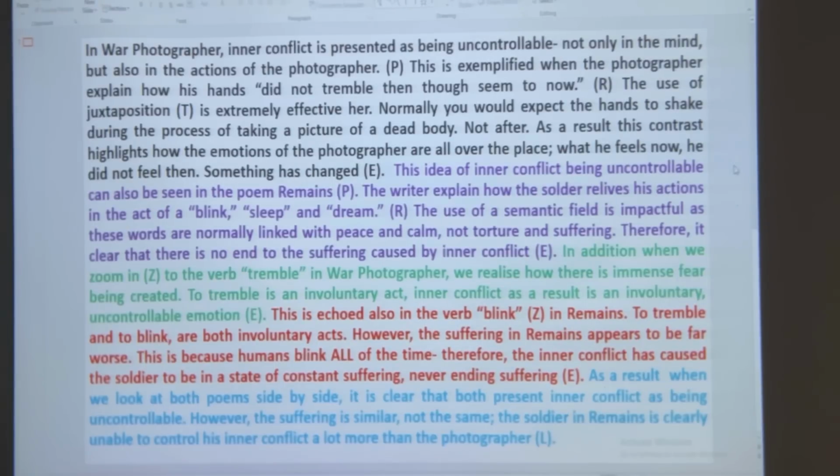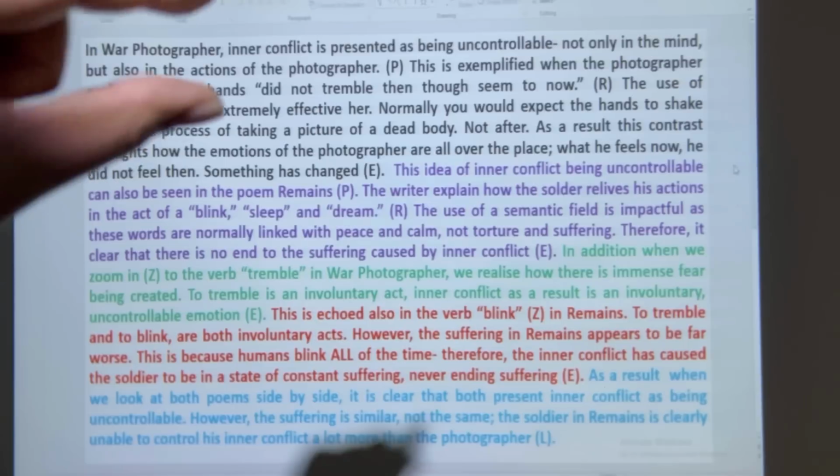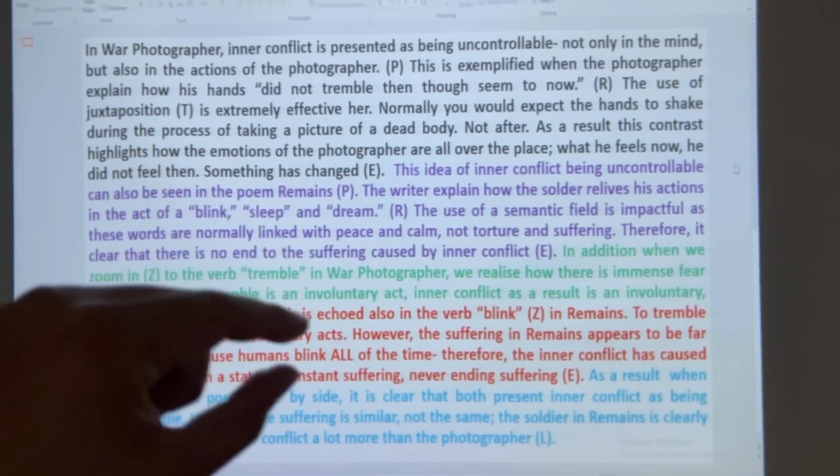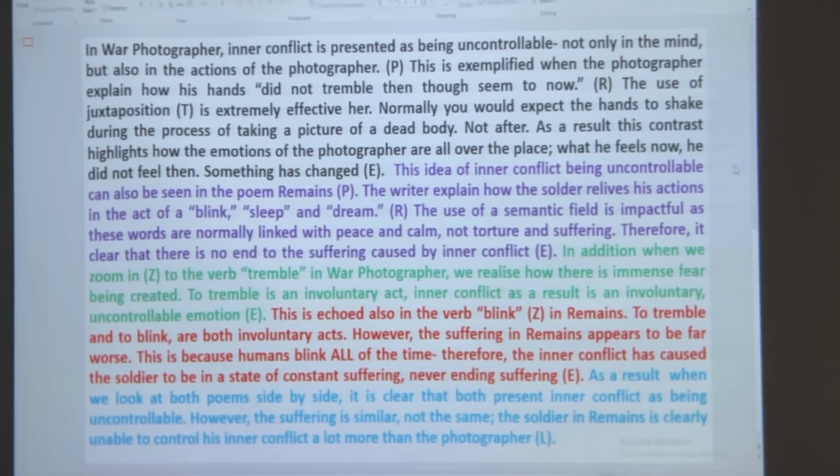Okay guys, so now if we look at the paragraph on the board, you can see that it's taking me a lot less than 15 minutes to do this paragraph, even though I was typing and I was talking as I was putting this paragraph together. If the paragraph, guys, is broken down, you've got PRTE, PRTE, ZE, ZE, and then L. Let's read the paragraph, guys.